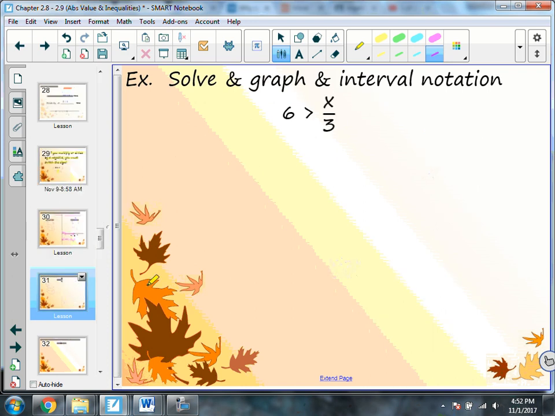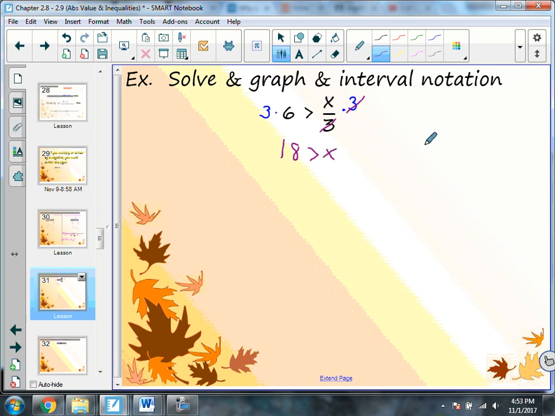Okay. Here we have 6 is greater than x over 3. So this is x divided by 3. So to undo division, we do multiplication. Or you can think of it as clearing the fraction. So I'm going to multiply both sides by 3. The 3's cancel because 3 divided by 3 is 1. And I get 18 is greater than x.